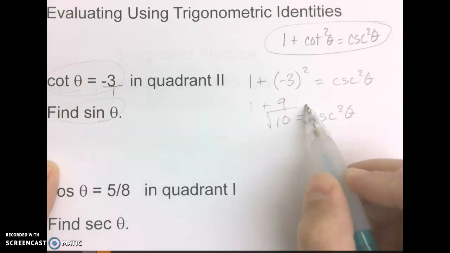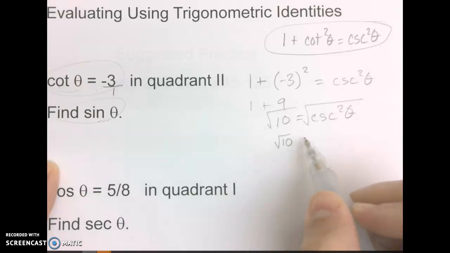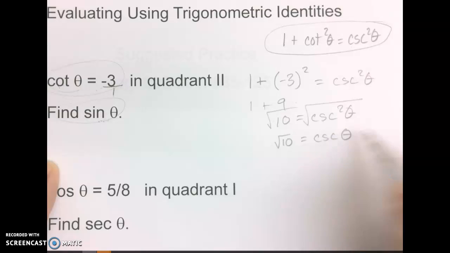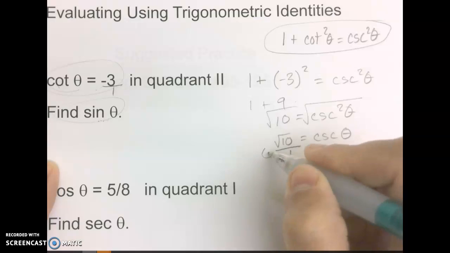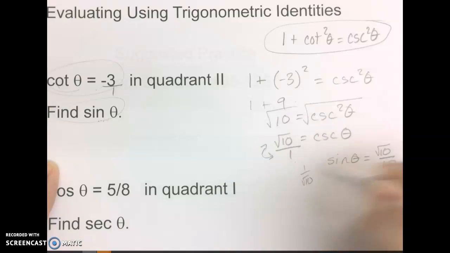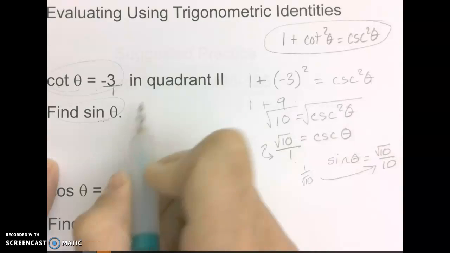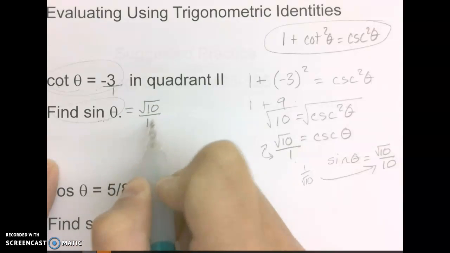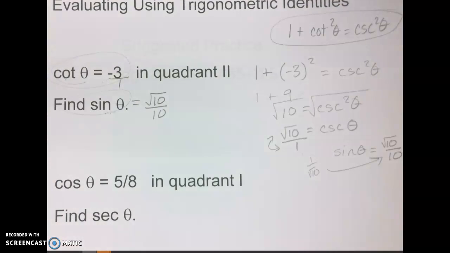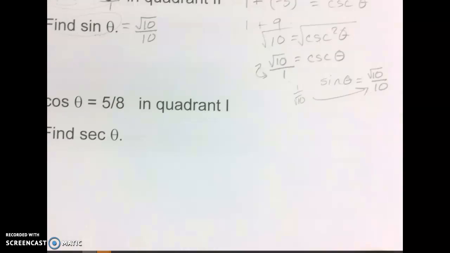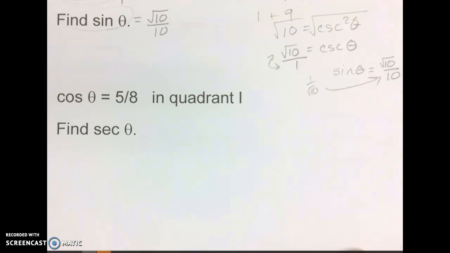So when I go to take the square root, I have that the square root of 10 is equal to the cosecant of theta. Remember, that's over 1. So if I reciprocate that, I get 1 over the square root of 10, which simplifies to the square root of 10 over 10. So my sine of theta would be the square root of 10 over 10. Now this is purely algebraic. So knowing these identities in that identity page, it's all algebra. So if you loved algebra, this is right up your alley.